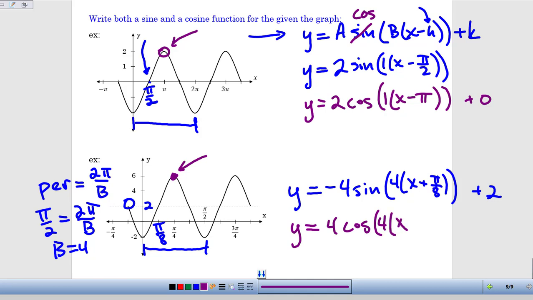We are, however, going to have a different phase shift. The phase shift this time is not going to be that negative pi over 8, so showing up as plus pi over 8 in the equation. This time we've moved to the right pi over 4, so we're going to have minus pi over 4, but our vertical translation is still the same, so we'll have that plus 2.